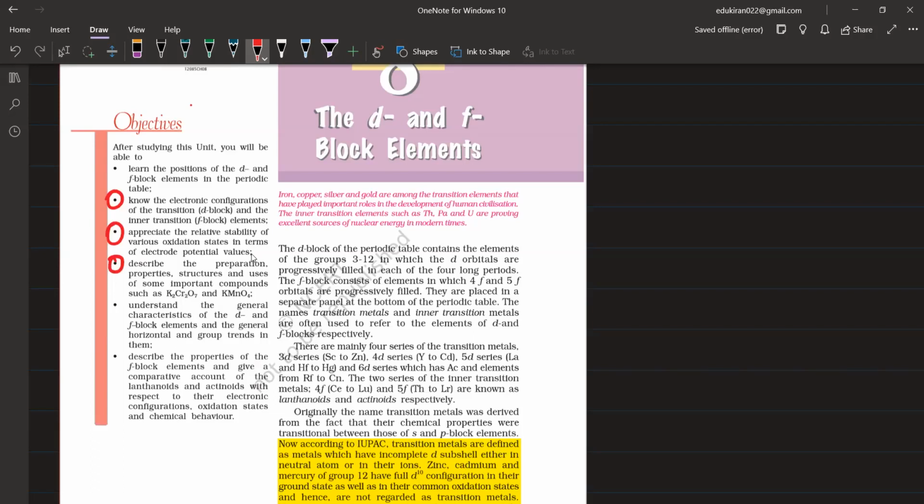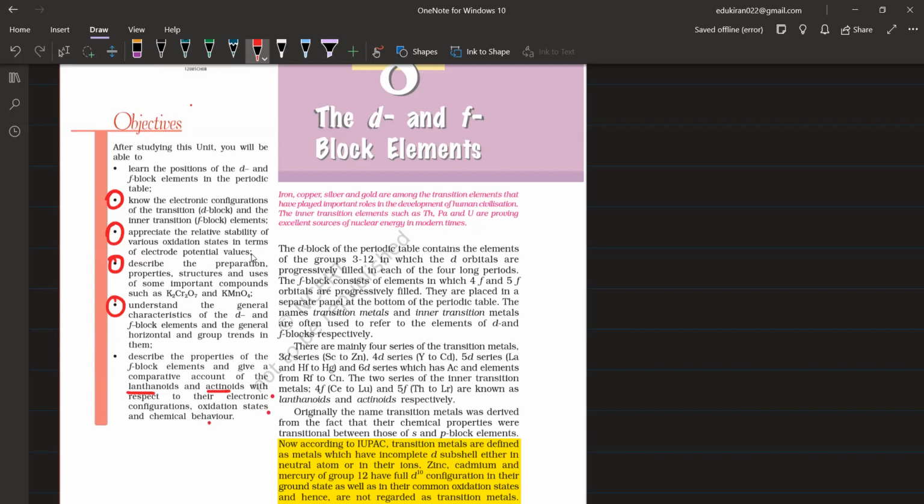In f block elements, the general characteristics, in the sense of physical properties, are such as melting point, boiling points, density, enthalpy of atomization, enthalpy of ionization. These are the general properties. And then from f block elements, what are you going to be asked? You are going to be asked mainly about the differences between lanthanides and actinides in terms of their electronic configuration, oxidation state and chemical behavior.